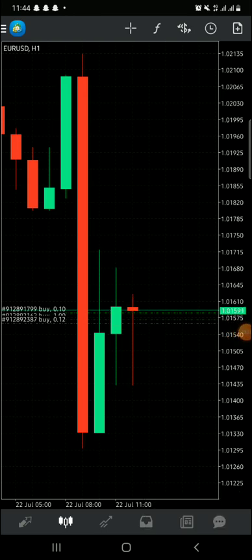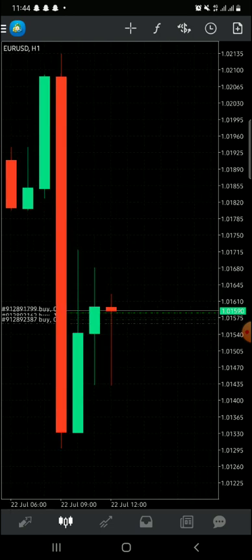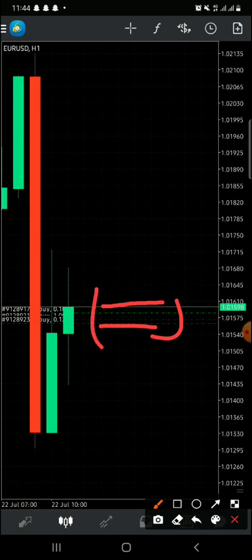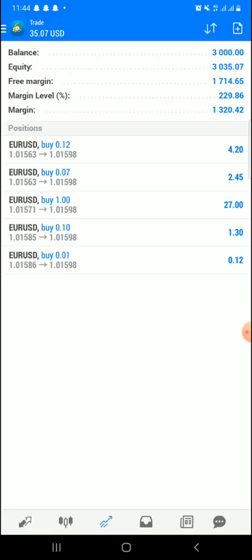Okay, so the difference between the price that I bought at and the price the market is at right now is what we call the pips. It's because of these pips that the market calculates how much I'll be making on this trade. Right now, in total, I'm making $35.